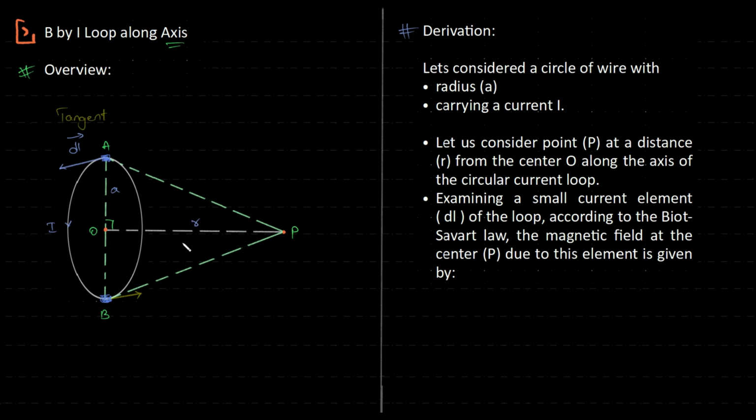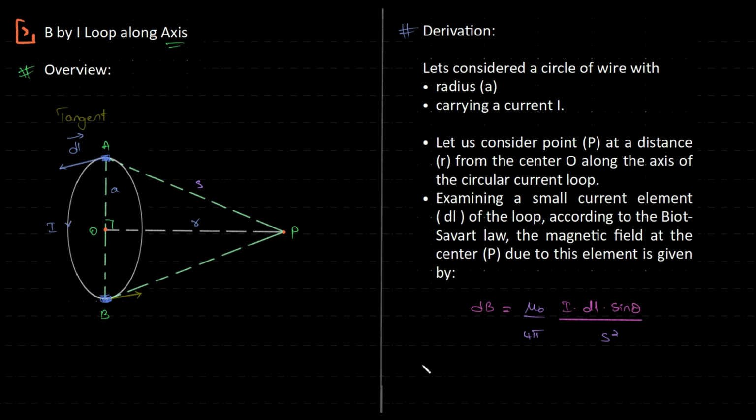So according to the Biot-Savart law, the field at point P is given by, it depends on the current, it depends on the length, it depends on the angle between, yes, we'll discuss that. And it depends on the distance from A to point P. We'll call that S for now, it will be convenient, S square. And of course, mu naught by 4 pi.